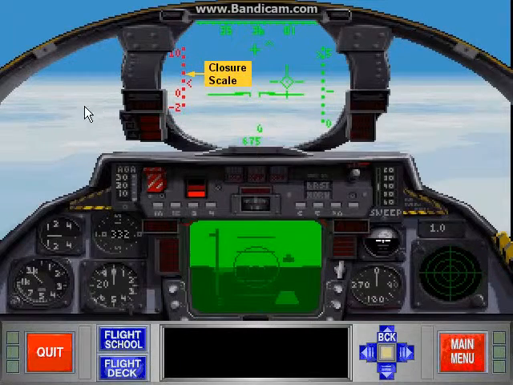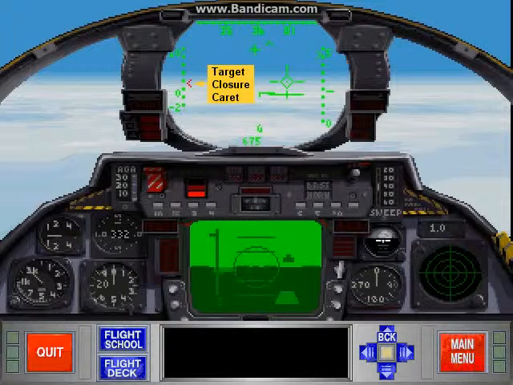The closure scale measures the speed at which you are closing with a targeted aircraft. The target closure caret, located on the right side of the scale, points to the closure speed, measured in hundreds of knots per hour. A positive value means you are getting closer to the target, while a negative value means that the target is pulling away from you.